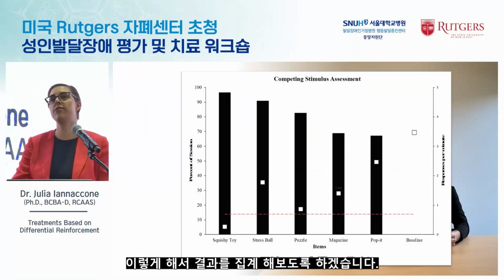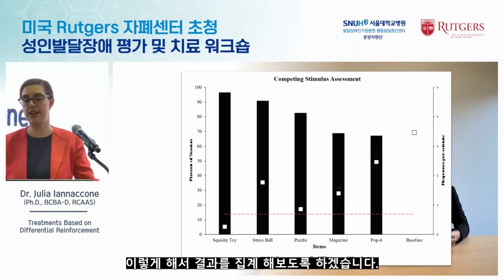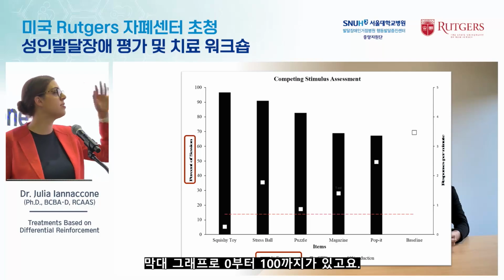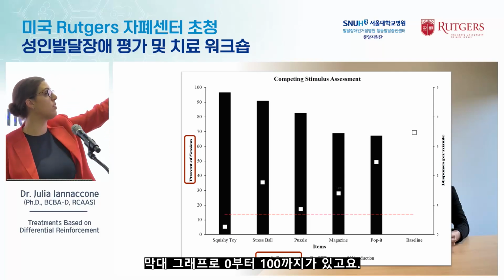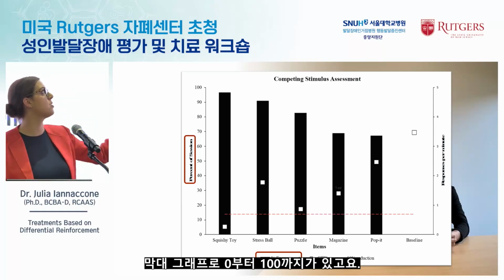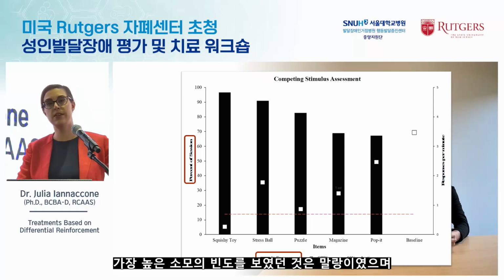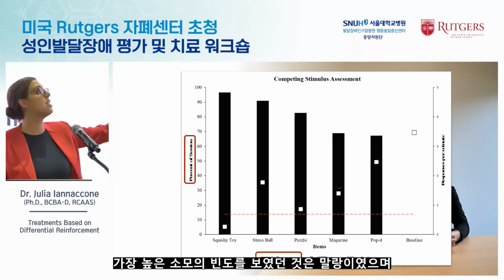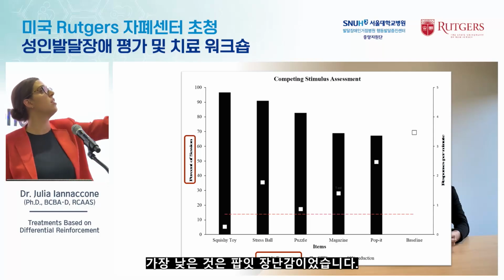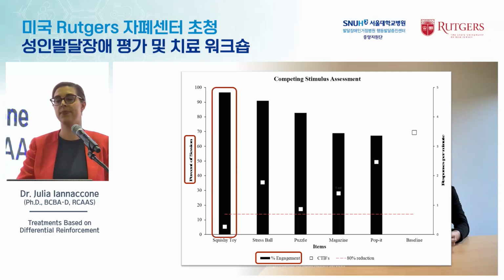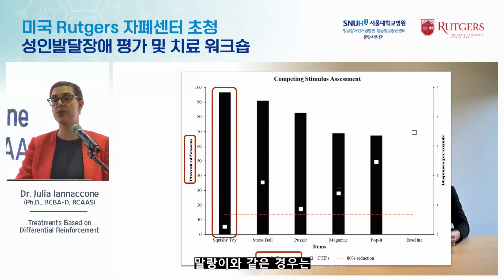So these are how we summarize our results and identify if we found anything that's competing. So we have the percent of sessions. Those are the bars graphed on this primary axis. So we have 0 to 100% of sessions. So like I mentioned, we're keeping track of how long they're engaged with the item divided by the total duration of the session times 100 to give us this calculation. So we see the highest amount of engagement with the squishy toy and the least amount of engagement with the pop-it. So squishy toy seems like the best one so far.